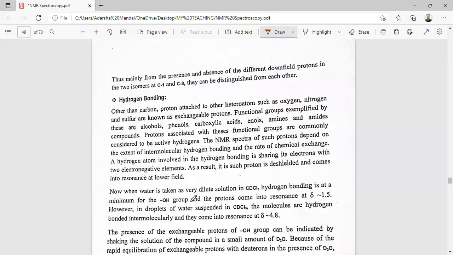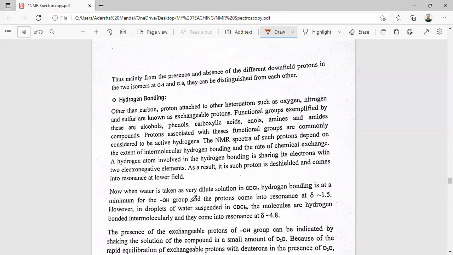Now, how can hydrogen bonding affect the chemical shift value in NMR spectroscopy? Other than carbon, protons attached to other heteroatoms such as oxygen, nitrogen, sulfur are also known as exchangeable protons. Functional groups exemplified by these are alcohols, phenols, carboxylic acids, enols, amines, and amide compounds. Protons associated with these functional groups are commonly considered active hydrogens. So that means the hydrogen connected to alcohols, phenols, or carboxylic acids is the exchangeable proton. That is the active hydrogen.